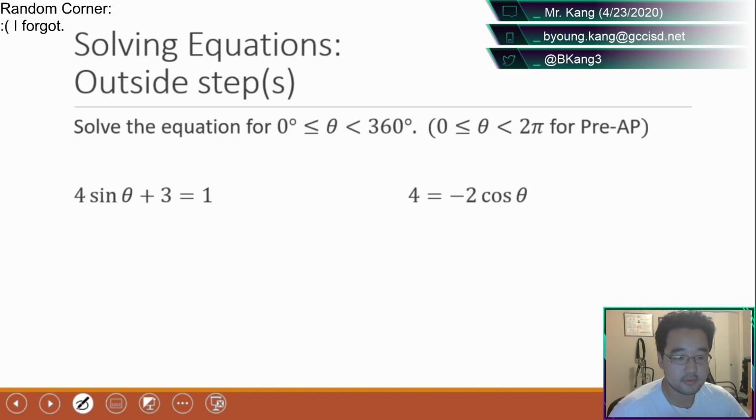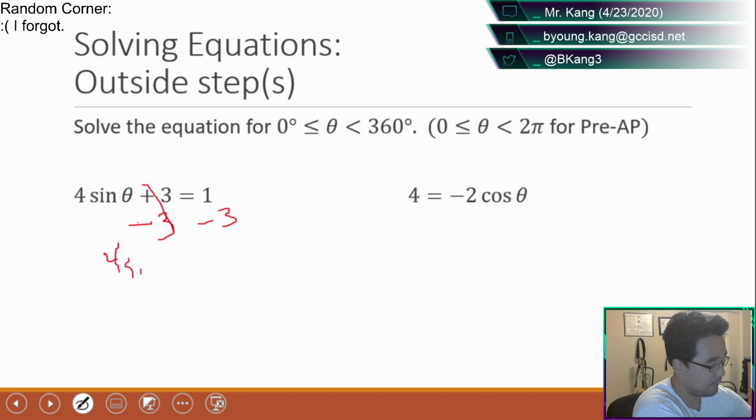Okay. So, step 1, we would subtract the 3 over before we divide the 4, right? Normal algebra. So we've got 4 sine theta equals -2. Now we get to divide the 4 over.